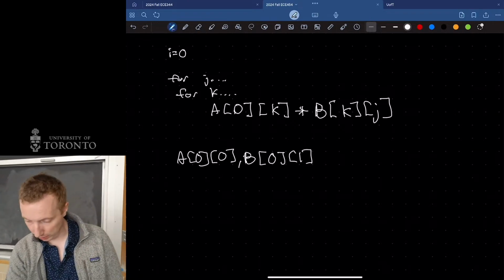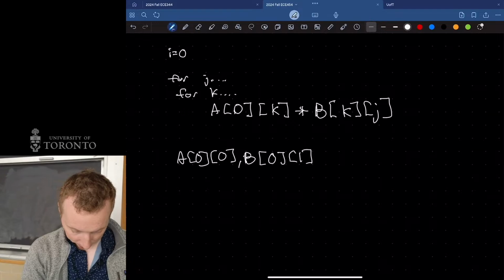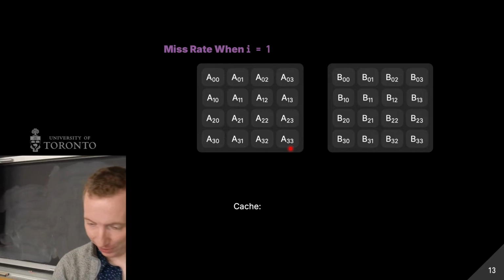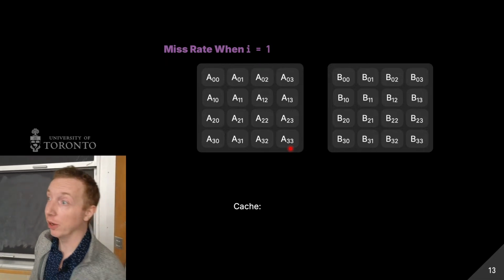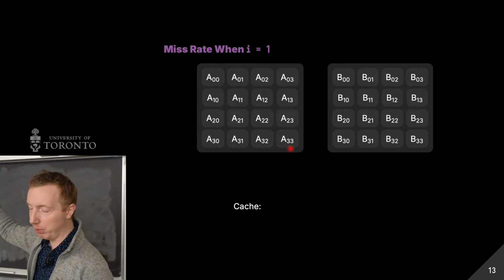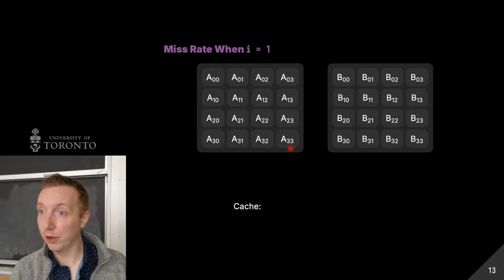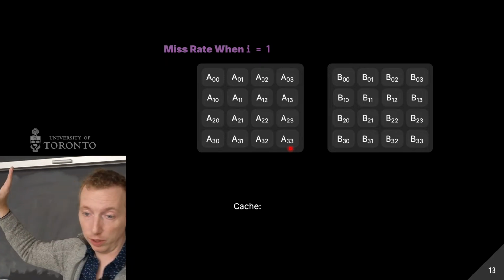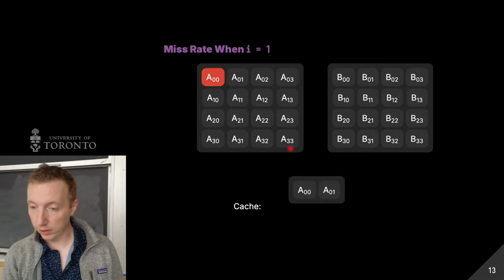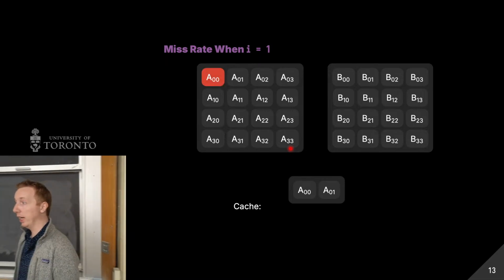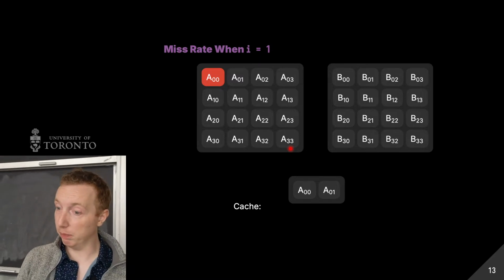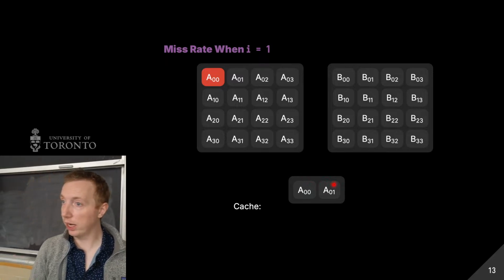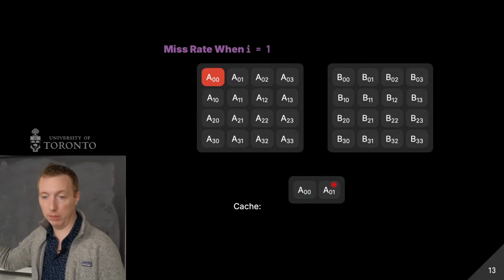And then, oh wait, no, I made a big diagram. Sweet. Why am I drawing stuff? All right, I already spent time to do this. So the miss rate when I equals 1, well, typo, it should be I equals 0. First time through the loop, I have the cache at the bottom. Right now it's empty. So the first element I'm going to access is A at 0, 0. That would be a miss. So it would bring A00 and A01 into cache, the two things that are actually beside each other in memory.